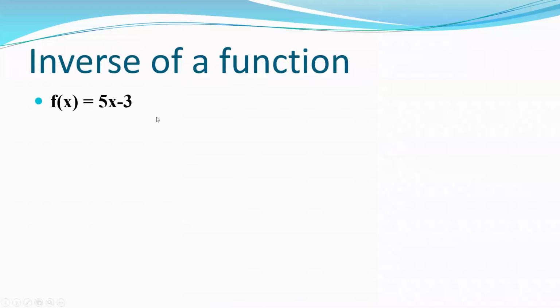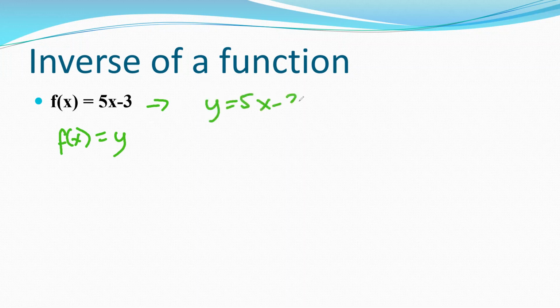How to find the inverse of a linear function? So we have here f of x equal to 5x minus 3. First, we need to change the function into an equation. To do that, we will just change f of x into y, since we all know that f of x is equal to y. We only use y if we are dealing with an equation. So y is equal to 5x minus 3.